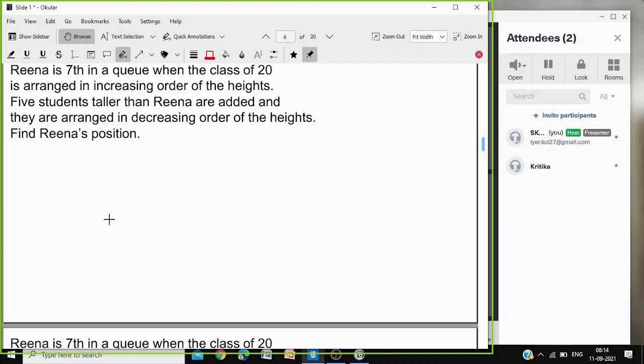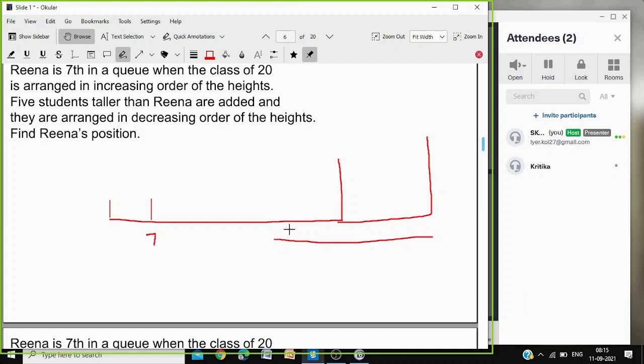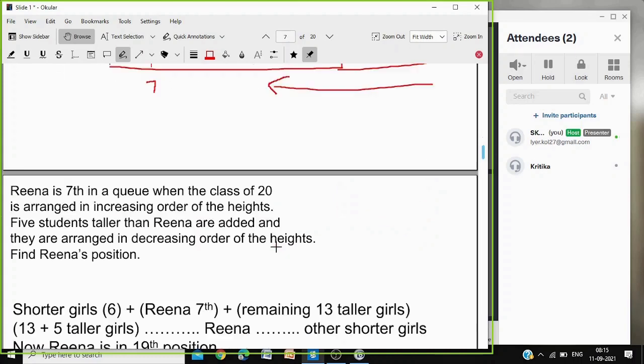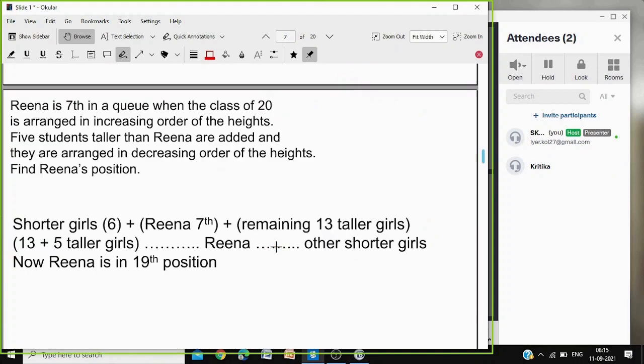So first there were 20 students from small size to big size, and Reena's position was 7th. Now you are adding 5 more students taller than Reena, and then you are arranging in the reverse direction. So you will find Reena's position in the queue.